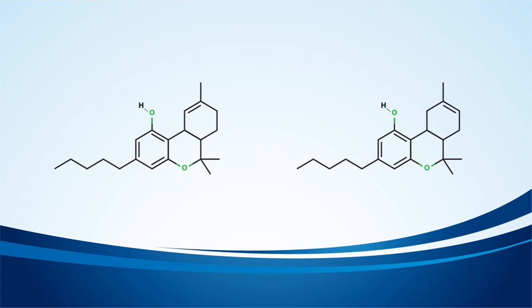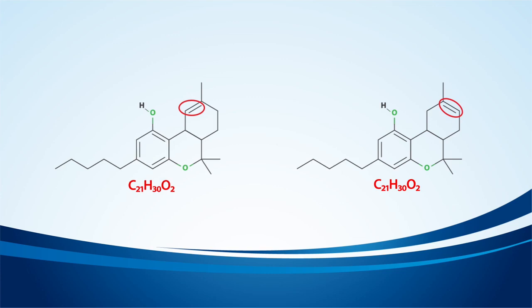They look really similar because they're isomers. They have the same molecular formula and practically the same structure. Practically the same, but not the same. In this case, the difference is the location of this double bond.